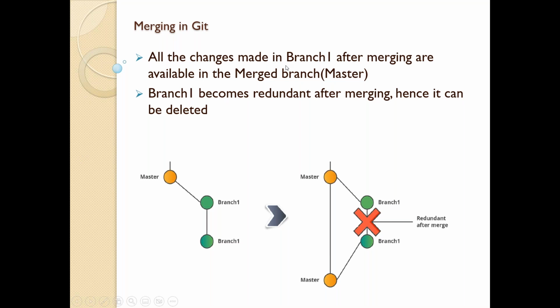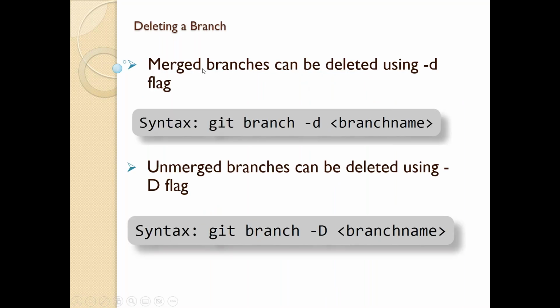After you merge, all changes made in branch 1 will be available in the merged branch, the master branch, and you can go and delete these redundant branches after they are merged. The merged branches can be deleted using the -d flag: git branch -d branch name. Unmerged branches, if you have some other branch which is not merged, you can delete with a capital D. With a small d we can delete merged ones.